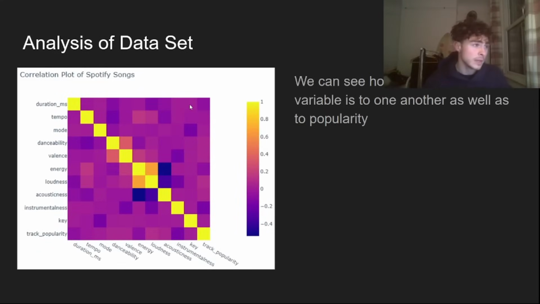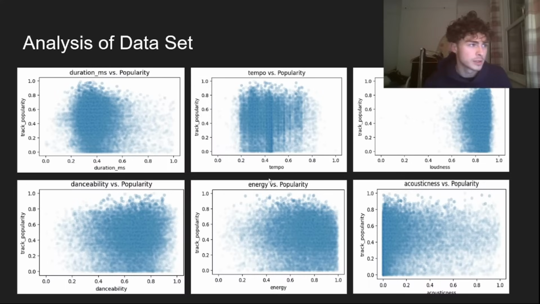Now that we have some nice clean data, what we can do is have a look at the correlations between different features. Importantly here, we can see loudness and energy are very closely related. Acousticness and energy are very negatively correlated. All sort of things we'd expect, but are important later on when we're making our song.